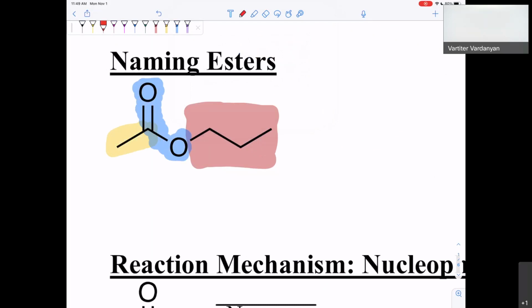So how many carbons are highlighted in red? 3. So what is the prefix for 3 carbons? Prop. Cool. And then in yellow, how many carbons are there? No! Trick question. You have to count the carbonyl carbon. 2. One person said that, but I don't know who it was, so nice. Killing it. Okay, so then we have eth. And then what is the suffix for an ester?